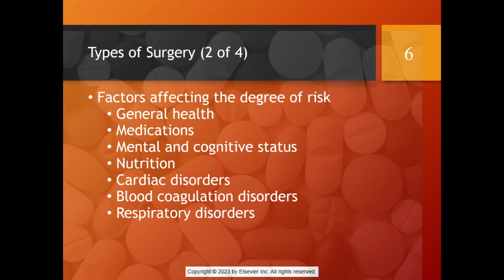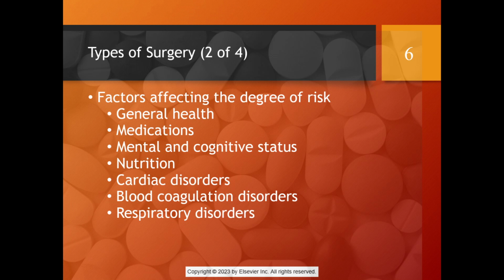Medications, too, play a significant role. They can interact with anesthesia, affect blood clotting, or influence vital signs, necessitating a thorough review of the patient's medication regimen. The mental and cognitive status of a patient is another crucial consideration. Anxiety, depression, confusion, or cognitive impairment can affect a patient's ability to cope with surgery and adhere to post-operative instructions.